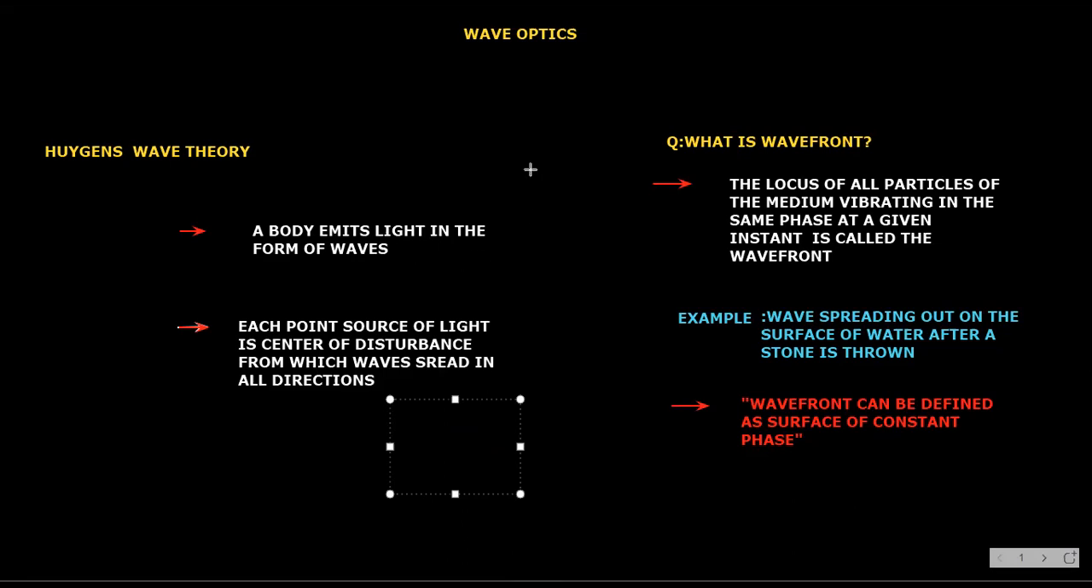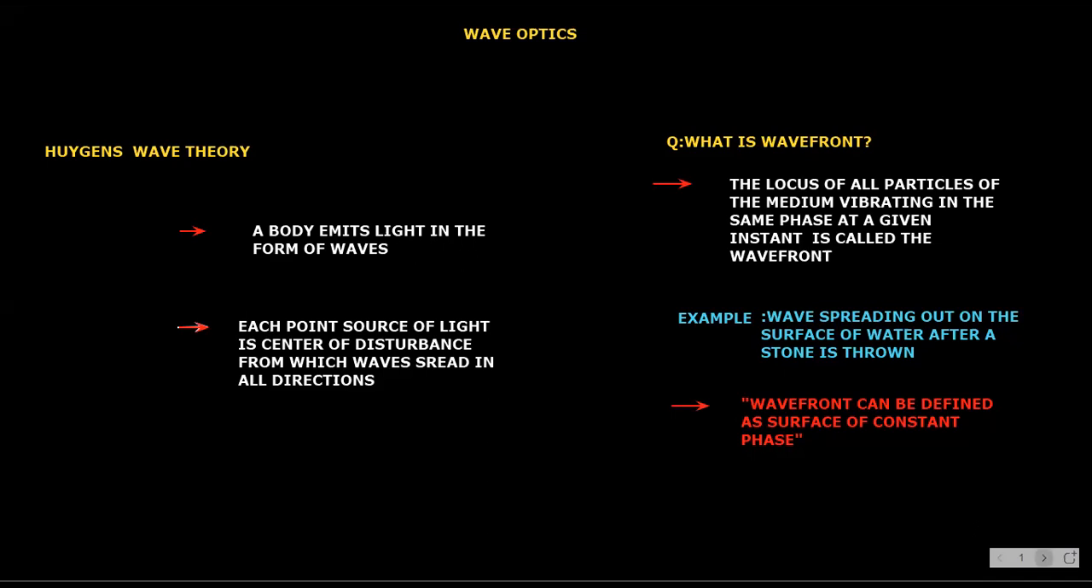So what is its example? Its example is waves spreading out on the surface of water after a stone is thrown. You just imagine, close your eyes and see how the waves spread on the surface of water when you hear the tap sound. Next, a wavefront can be defined as a surface of constant phase. That is another definition of wavefront. It means we are considering one surface which has a constant phase. That is what your wavefront is.